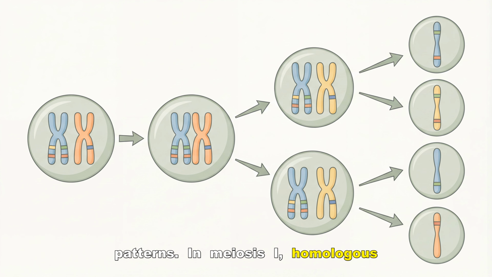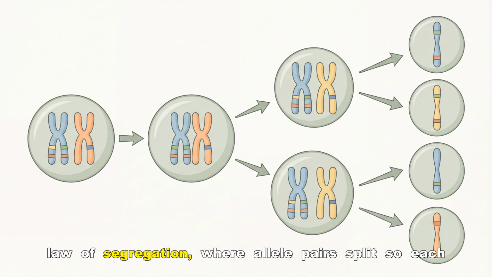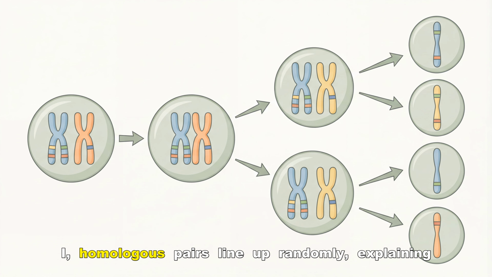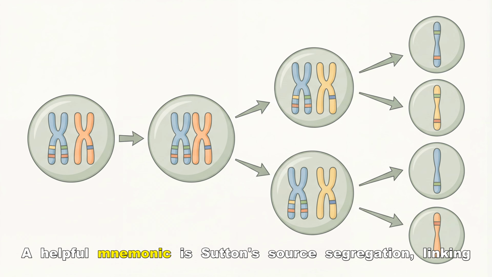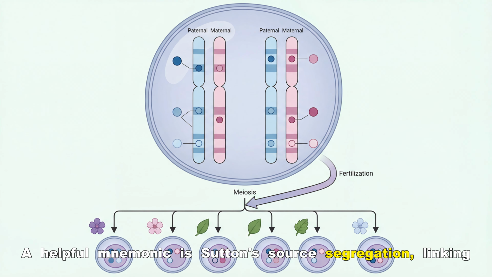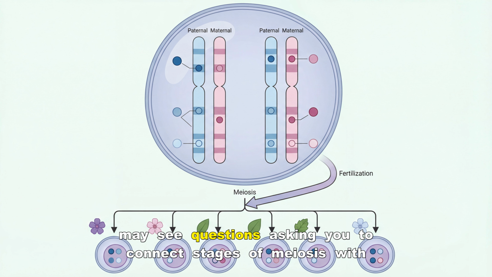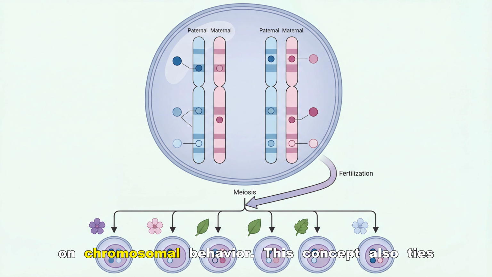In meiosis 1, homologous chromosomes separate, which directly corresponds to Mendel's law of segregation, where allele pairs split so each gamete carries only one allele. Then, in metaphase I, homologous pairs line up randomly, explaining independent assortment of genes located on different chromosomes. A helpful mnemonic is Sutton saw segregation, linking the scientist to the concept. On the MCAT, you may see questions asking you to connect stages of meiosis with inheritance patterns, or predict offspring genotypes based on chromosomal behavior.